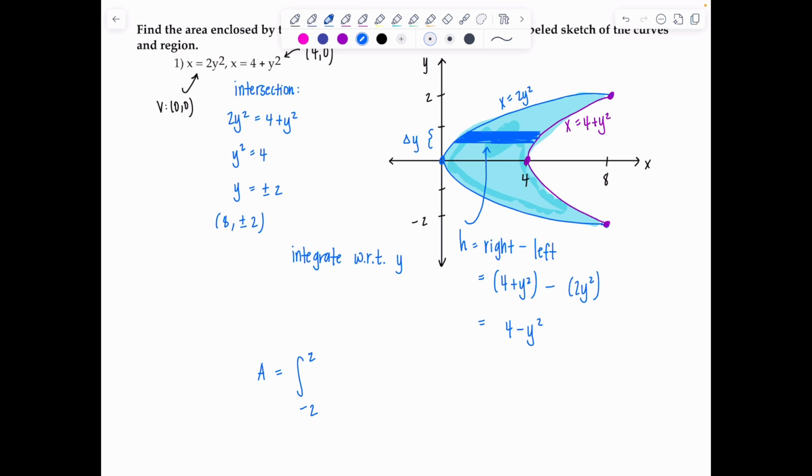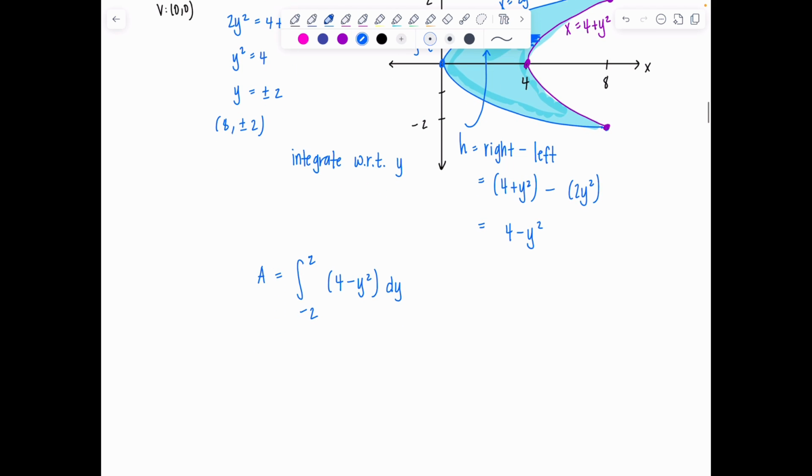And then we know to find area, we take base times height. Base is just delta y, which becomes dy, and the height we found already, 4 minus y squared. Okay, now we just have to integrate. This is a relaxing little polynomial. One thing we can do though to make our life easier is notice this region is symmetric with respect to the x-axis. So that means I can actually double the value of this integral and only go from 0 to 2, which is fabulous because who doesn't love it when the lower limit's 0? It makes life so nice.